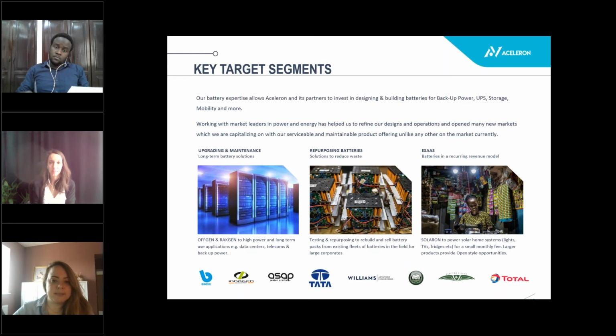We're also able to place batteries in an energy as a service model, or ESaaS as a lot of people call it. That allows us to provide solar home systems for a small monthly fee, allowing greater access to energy for those who can't afford the capex up front. And finally, as I mentioned, we're able to test and repurpose batteries which come into the waste stream.